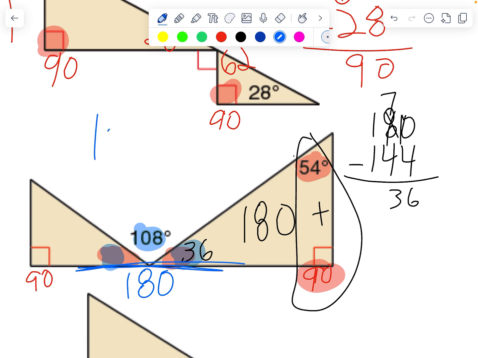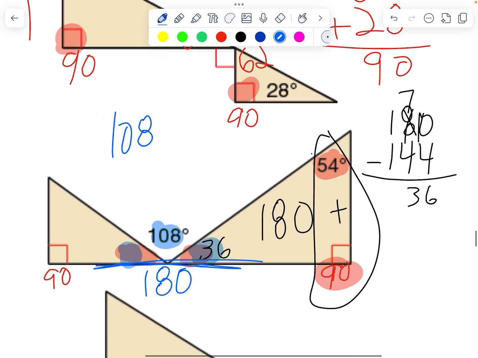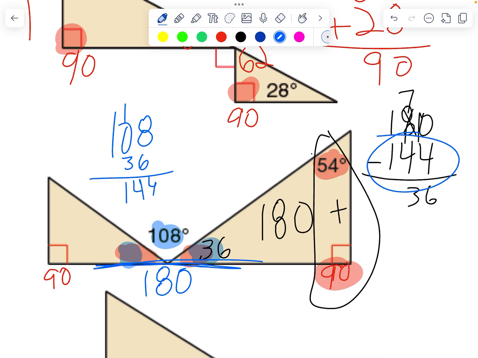All right, 108 plus 36 is 144. Yep, just like we did over here, okay? When we subtract the 180 minus the 144, that's going to give you 36. So this is going to be 36 degrees.